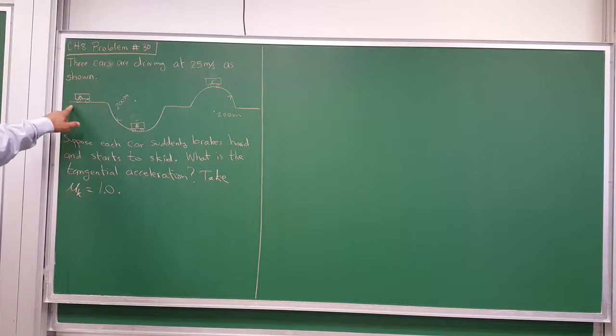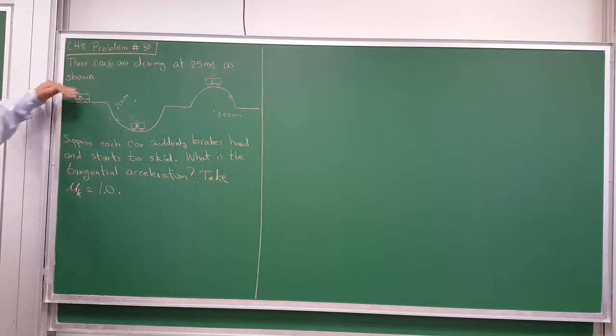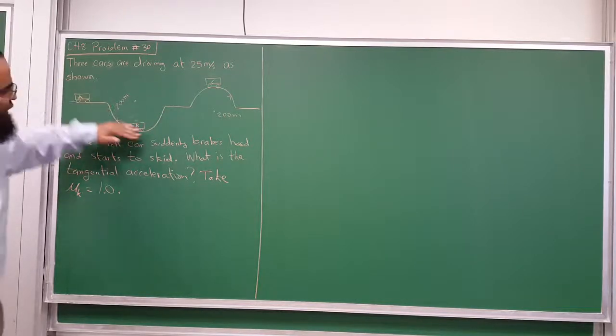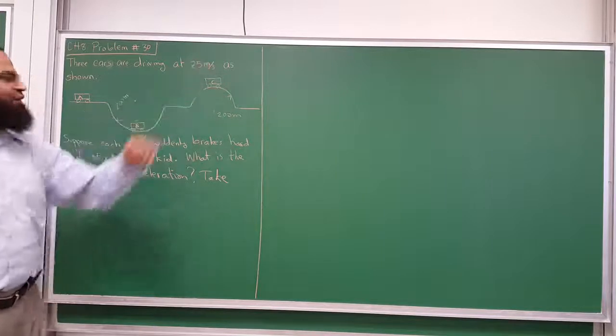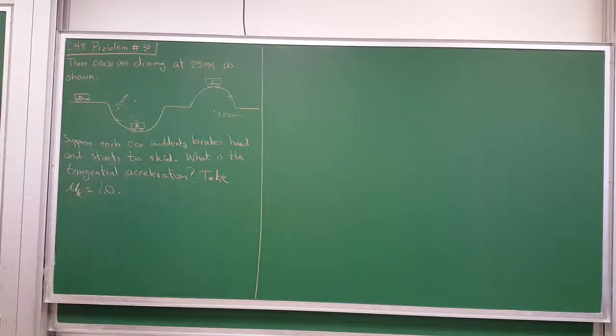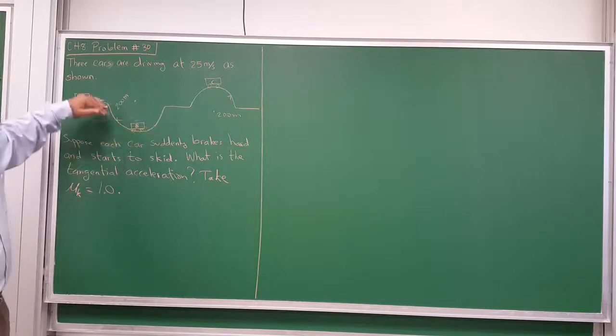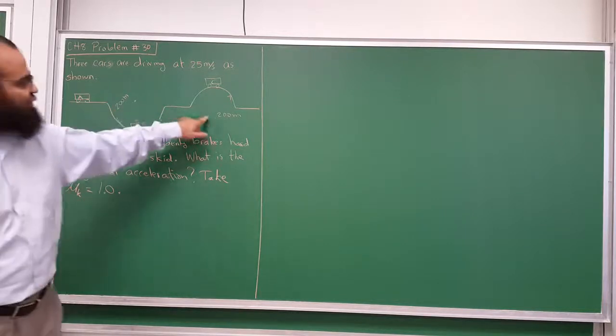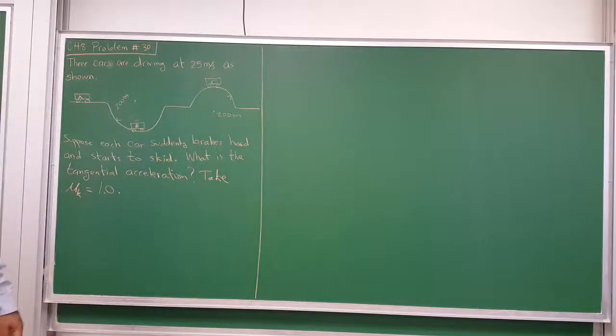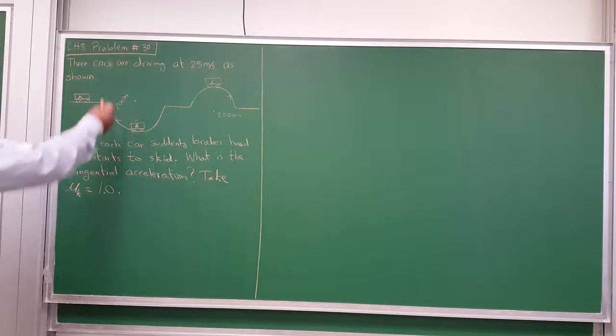You have three cars, car A, car B, car C, and they're going along a road, so they go like this. One of them is on the flat side of the road, one of them is in a dip, and the other one is on a hill, going over something. Notice the radius of curvature here is part of a circle of radius 200 meters, the same thing as part of a circle that's 200 meters. This one is horizontal, it's not part of a circle, just motion in a straight line. Each car is moving at 25 meters per second.